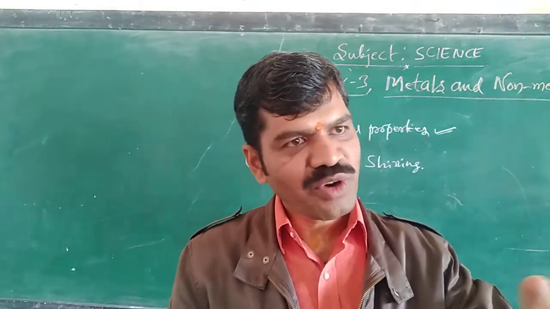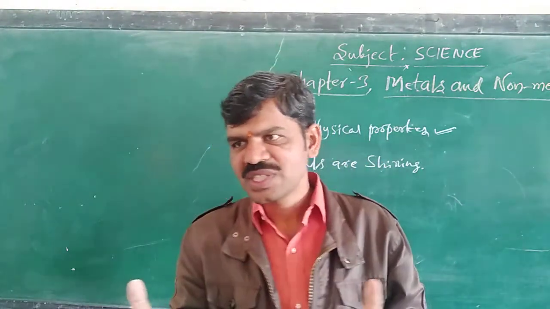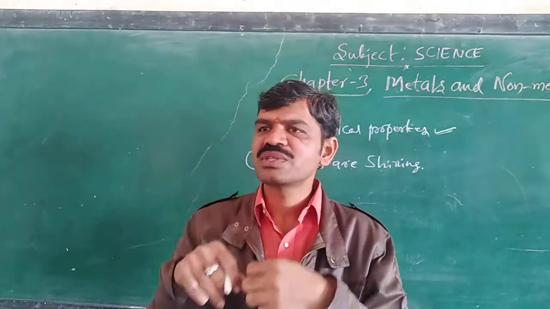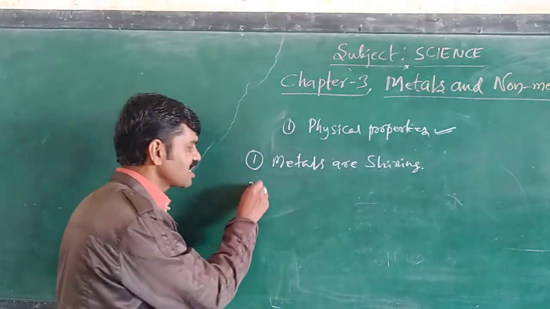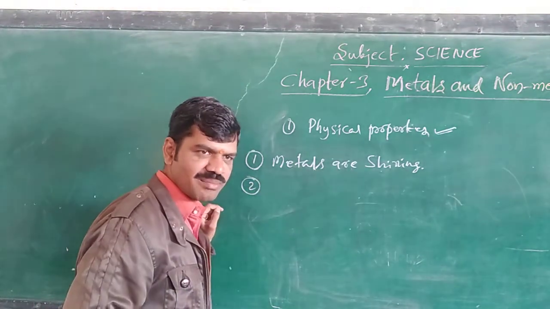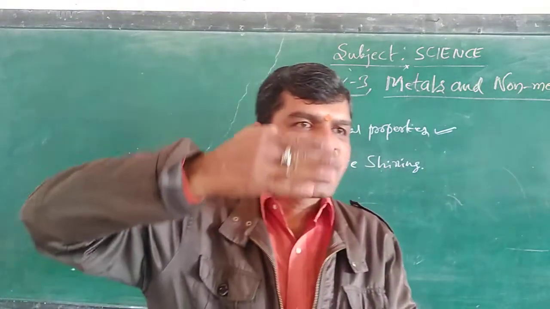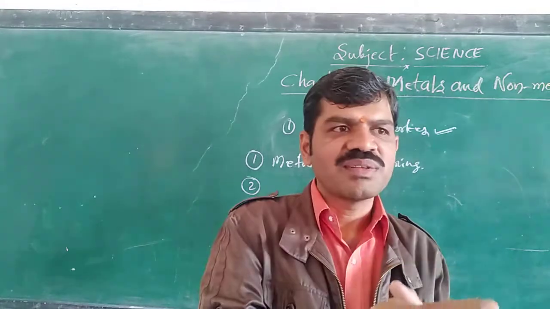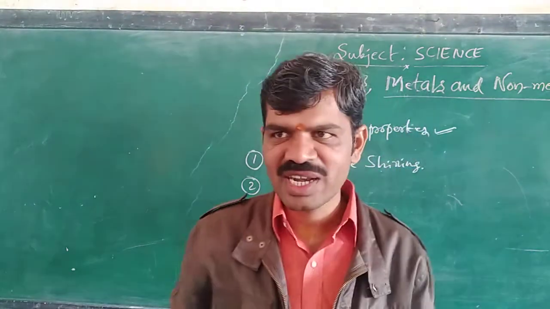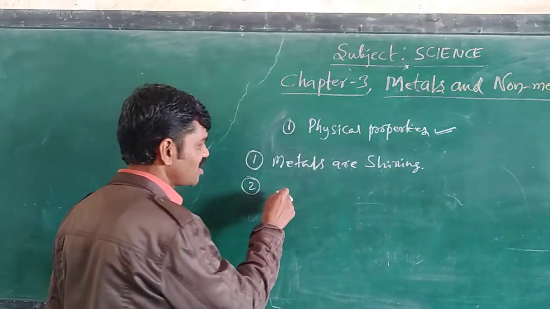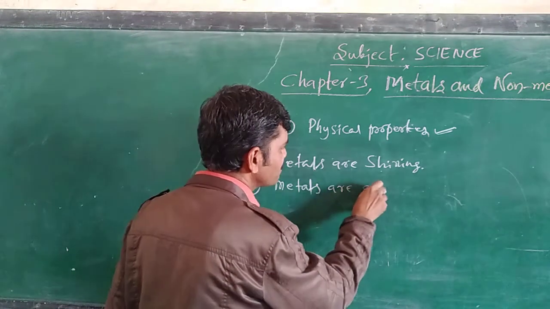If you rub one metal into another metal, it gives some kind of shining, isn't it? On rubbing, metals give shining. That property of metal is called shining property. This is the very first property. And some metals, if you want to cut through with a knife, it won't, because almost all the metals are very hard. The second property of the metals: generally hard.